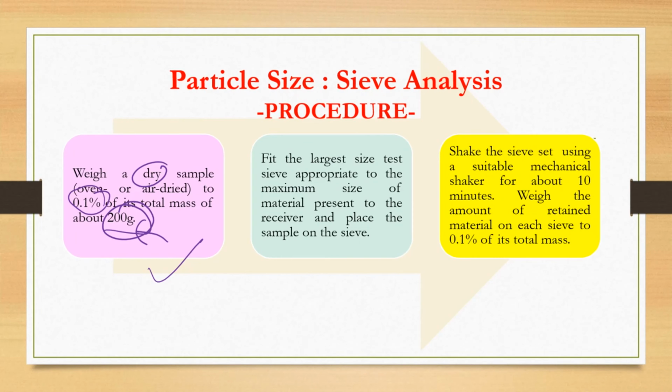Before you shake, ensure that you have screwed everything with the lids, and then shake the sieve set using a suitable mechanical shaker for about 10 minutes. Then weigh the amount of retained material on each sieve to 0.1% of its total mass. So it is a very simple test. You take the sample in dry condition, about 200 grams, and put it on the top of the sieve. Remember you have to arrange them first, with the largest aperture on the top, followed by the smaller apertures, and make sure it's tightly screwed. Press the shaker, shake the sample for 10 minutes, and then weigh the sample retained on each sieve.